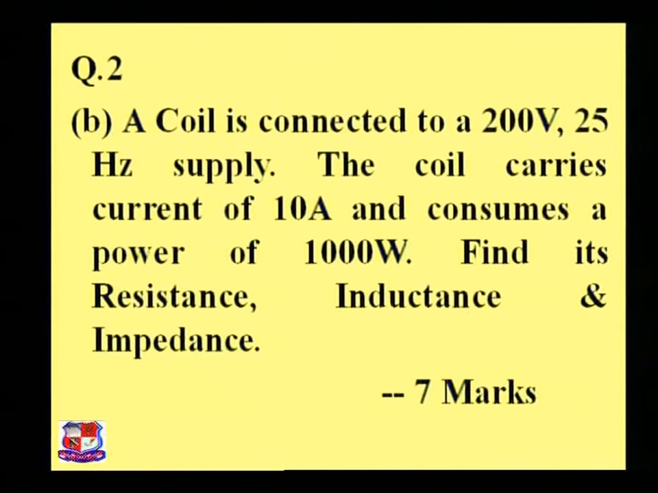The next question, that is question 2b, which also contains 7 marks. One example: one conducting coil is connected to a 200 volt supply which has a frequency of 25 Hz. The coil carries a current of 10 ampere whenever the supply is given to that coil.